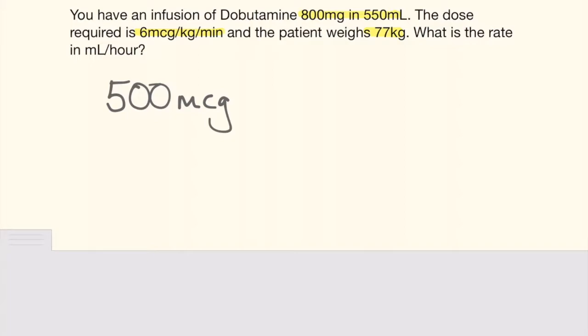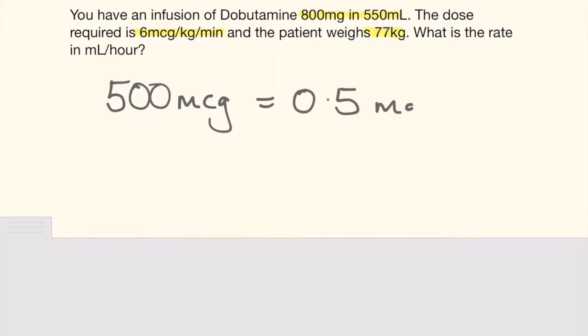Now 1 microgram is 1,000th of a milligram. So 500 micrograms must be half a milligram. Okay, so I know that I need half a milligram per minute.